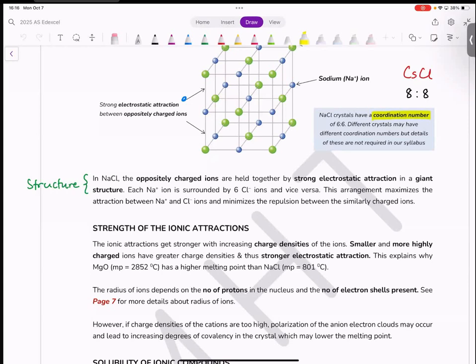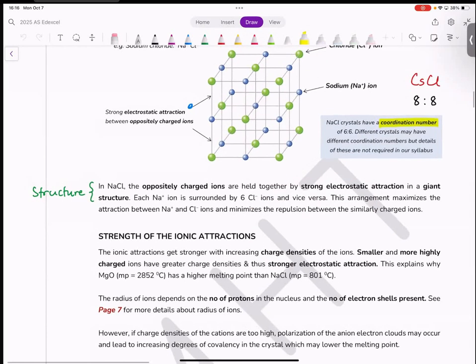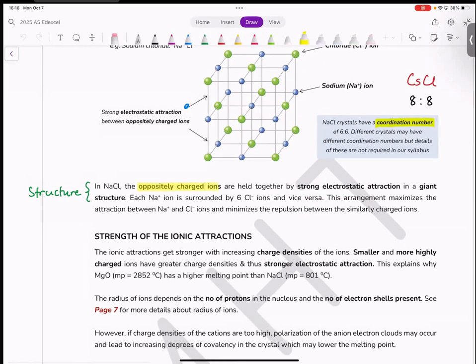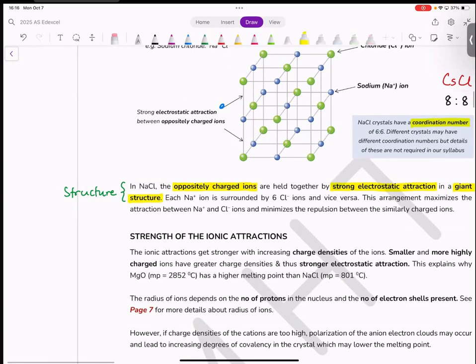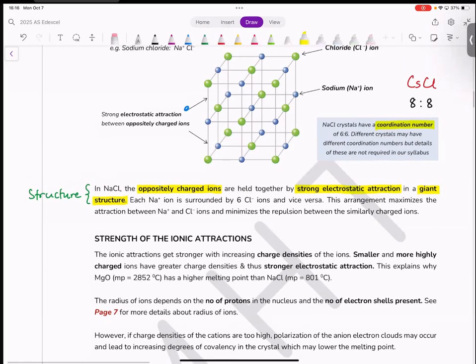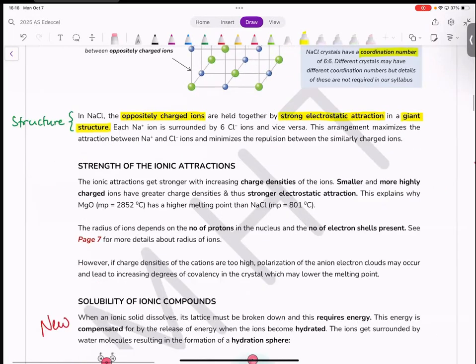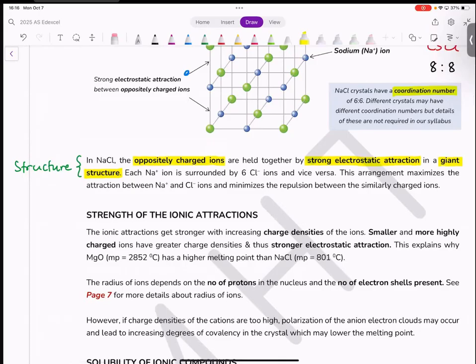So what arrangement are you teaching us here? All I'm saying is oppositely charged ions are held together by strong electrostatic attraction. And then when they say describe the structure, you must mention the type of structure: giant or simple. These are usually questions that they don't ask because there's nothing to write over here. Next, each sodium ion. So this is where you might need to mark up stuff. This is the structure answer.